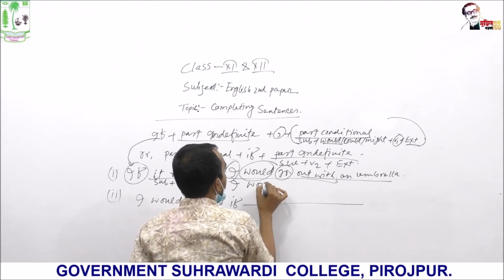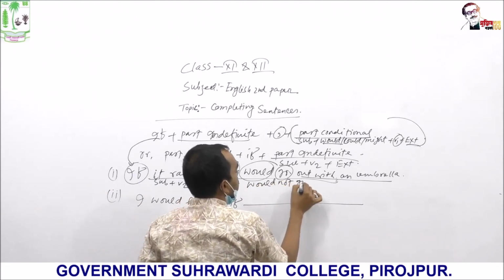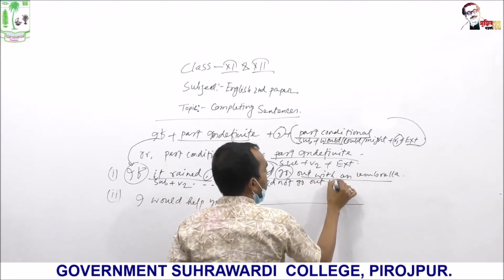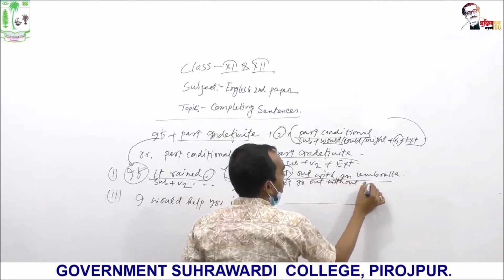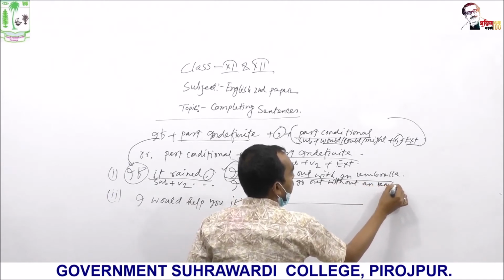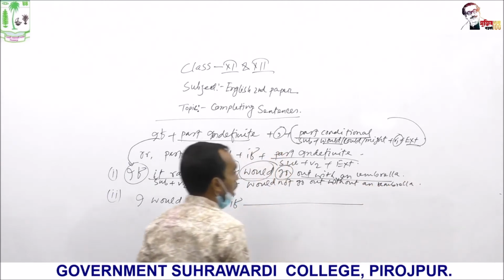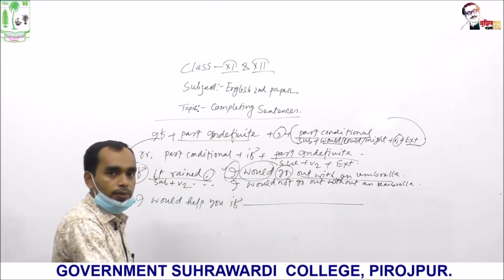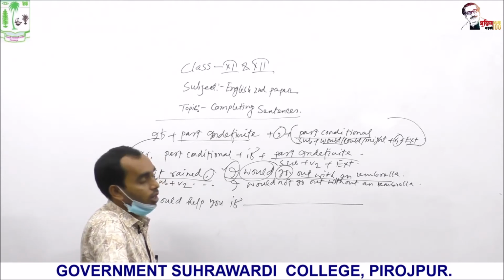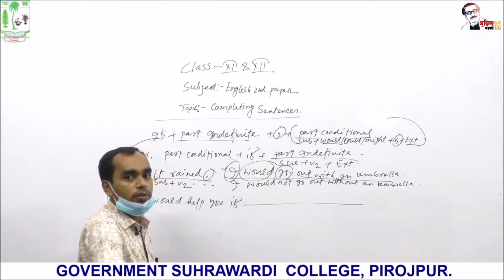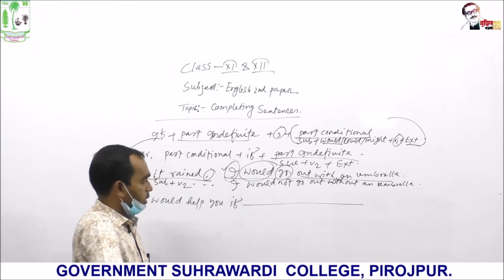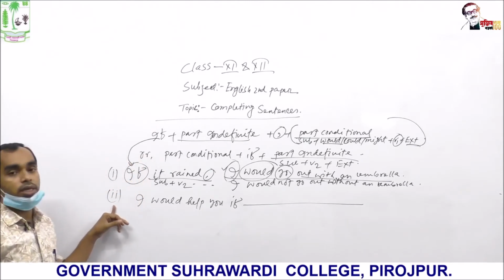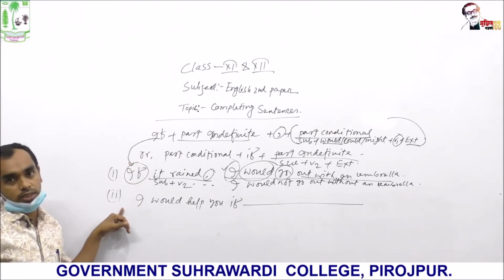I would not go out without an umbrella, or I would not go out. You can write till this part. Understand? I think you have understood this structure. Now, the second example. Follow the second example.